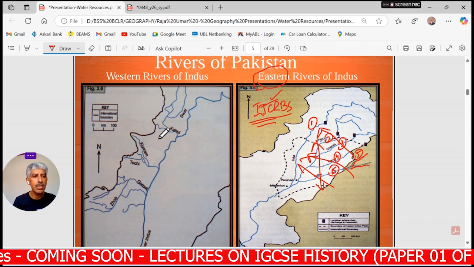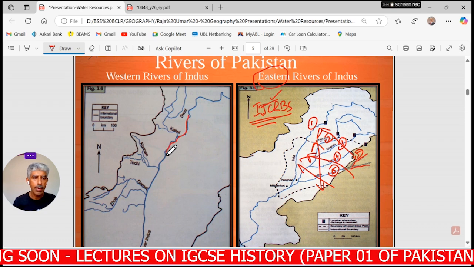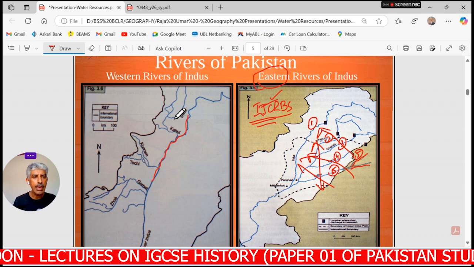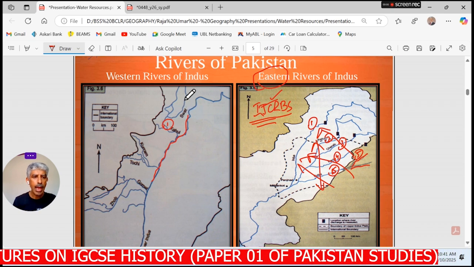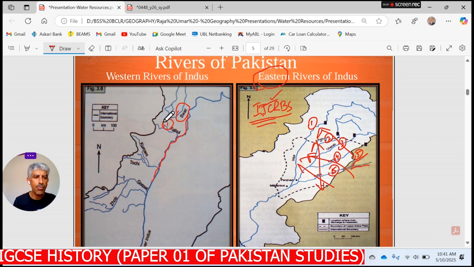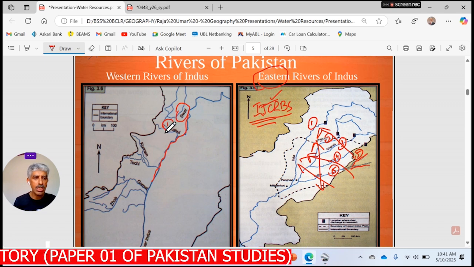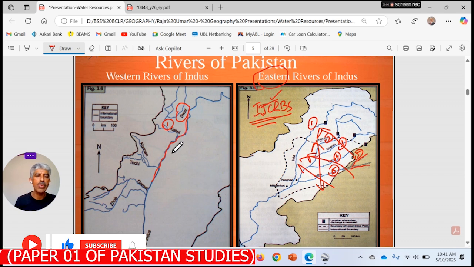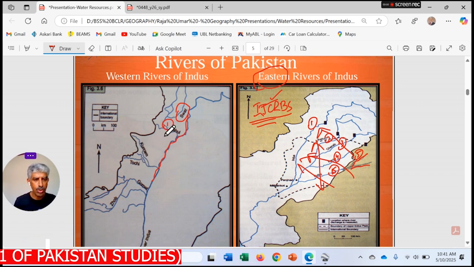And if I move towards the western tributaries of Indus, here you can see that river Indus flows southwards. And here you can see river Kabul. And right from the north, the Hindu Kush range, river Swat is coming and falling into river Kabul. So it means that Swat is the tributary of river Kabul, and Kabul is the tributary of river Indus. So indirectly you can say that Swat is also a tributary of river Indus, and its water is coming to river Indus through river Kabul.